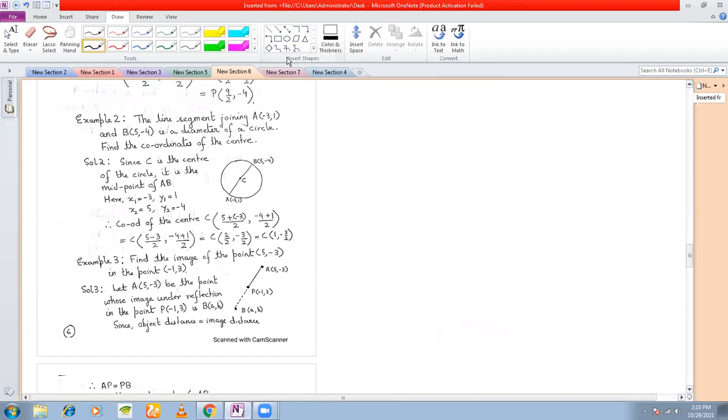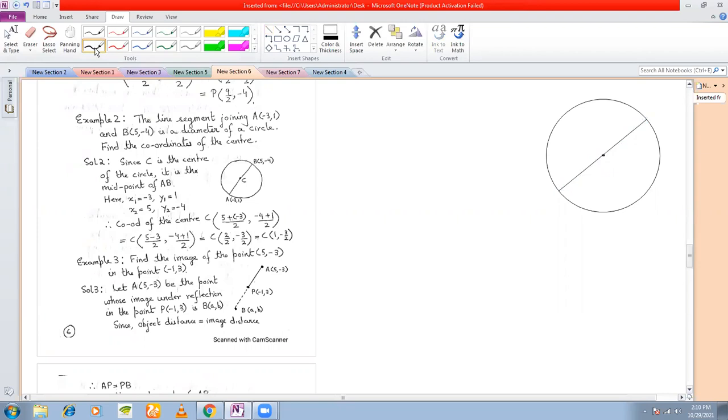The line segment joining A(-3, 1) and B(5, -4) is the diameter of a circle. Find the coordinates of the center. So let us say that you have a circle. I know what is the diameter. The chord that passes through the center of a circle is called the diameter of a circle. In fact, it is the greatest chord of a circle.